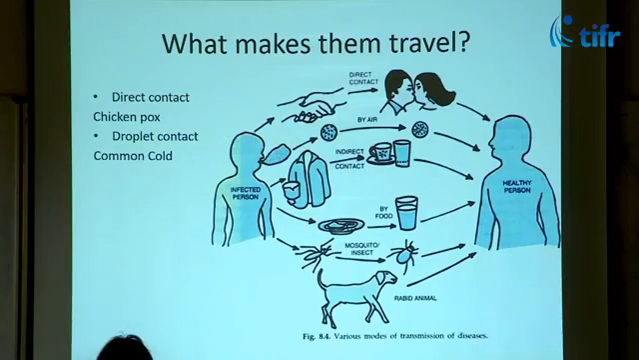Then there is droplet contact. When you cough or sneeze, viruses are loaded into these respiratory droplets.